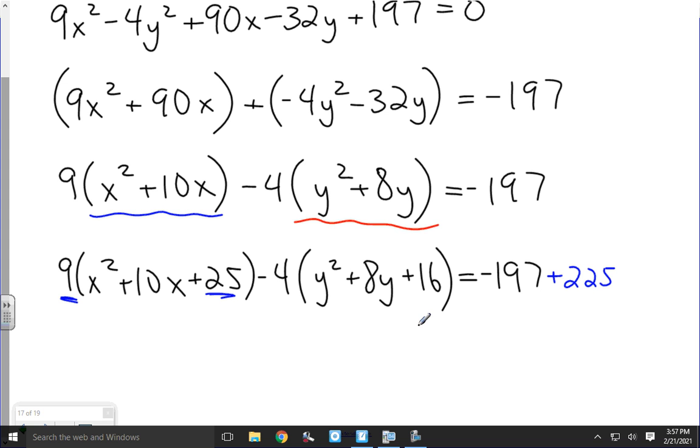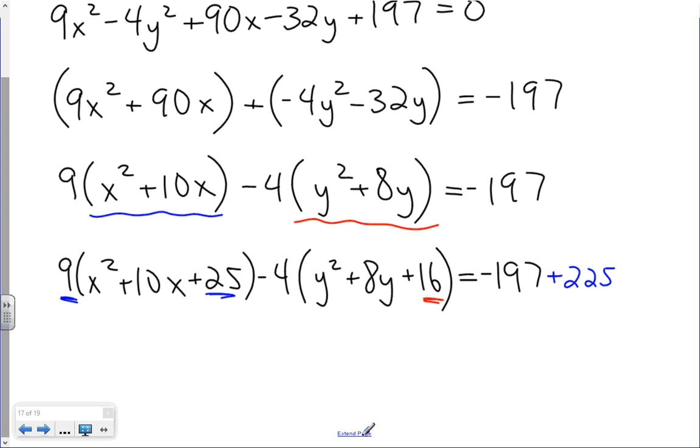Same thing here with the 16. Again, I did not add just 16 over on the right side. It was actually a negative 4 times 16. Actually, I didn't even add it. I subtracted, right? So I've got to do the same thing over on the right side. 4 times 16, that's 64. So I've got to subtract off 64 over on the right side.